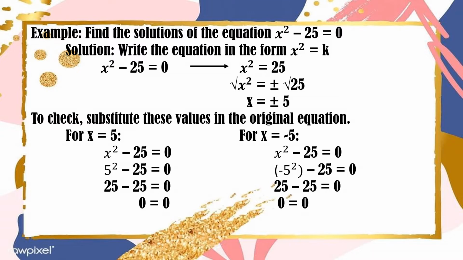For x equals negative 5, let us substitute negative 5 into the original equation x squared minus 25 equals 0. Then, it will become the quantity of negative 5 squared minus 25 equals 0. Negative 5 times negative 5 will become positive 25. So, positive 25 minus 25 equals 0. 0 equals 0. So, they are the roots or solutions of the equation x squared minus 25 equals 0.